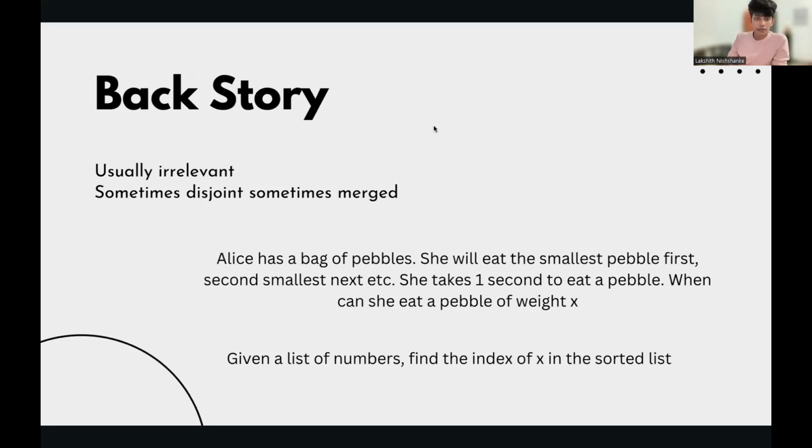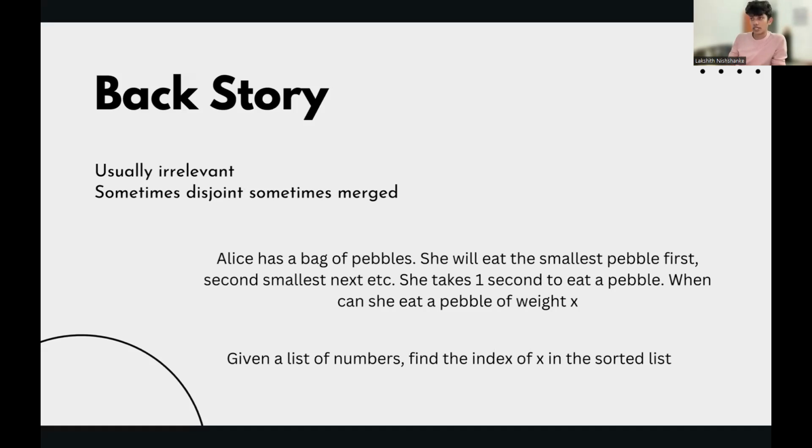So for example, let me read the problem. Here it says: Alice has a bag of pebbles. She will eat the smallest pebble first, second smallest next, etc. She takes 1 second to eat a pebble. When can she eat a pebble of weight X? So the story here is that there's a person named Alice. She has a bag of pebbles, and she's going to eat the pebbles in ascending order. It takes a second to eat one pebble, and when can she reach the pebble of weight X?